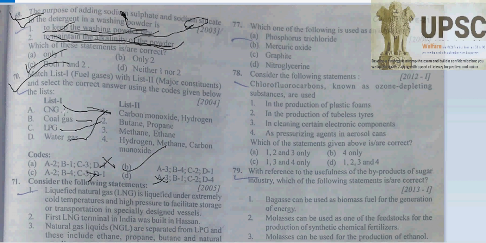LPG is going to be butane and propane, and CNG is going to be methane especially. So the B is going to be a 4. Coal gas is going to be hydrogen, methane, and carbon monoxide. So it's going to be a B.